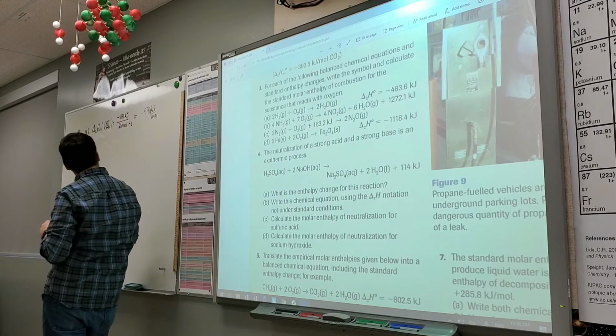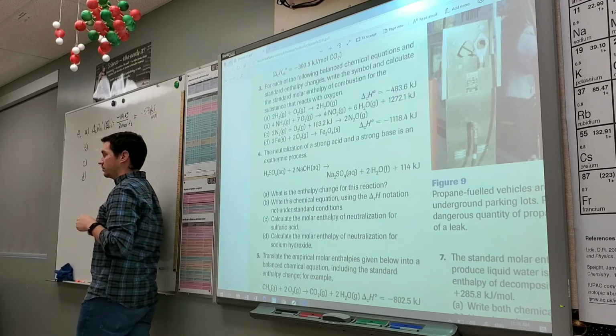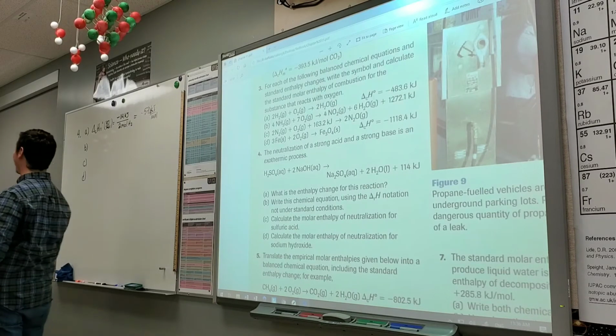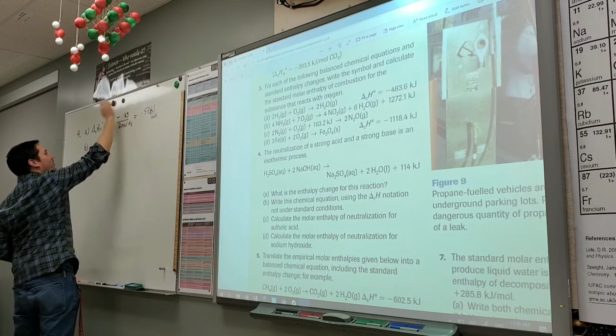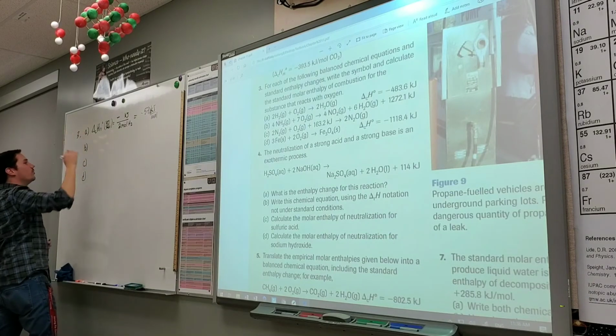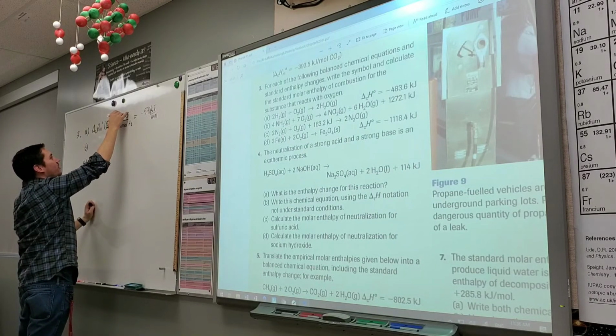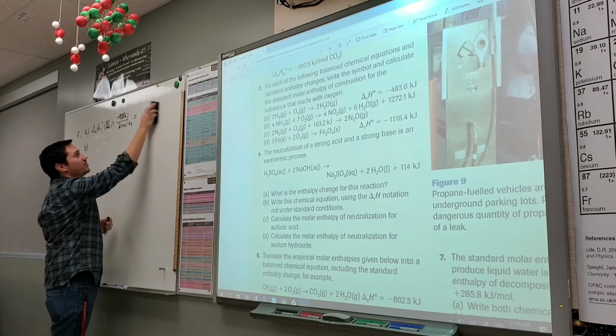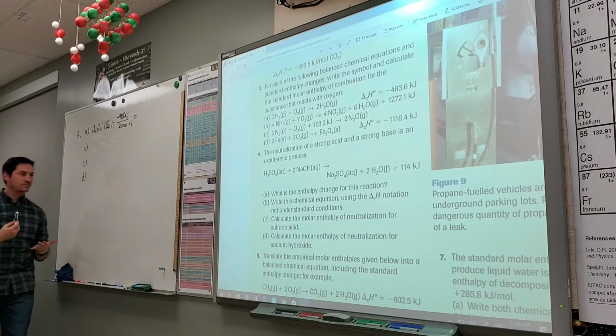Should be 0. What? My bad. I used the wrong coefficient. I was looking at question 3. What's going on? 483.6. Okay, thank you for bringing that to my attention. 483.6. Oh man! Holy guacamole! That's my fault. That's 100% my fault.